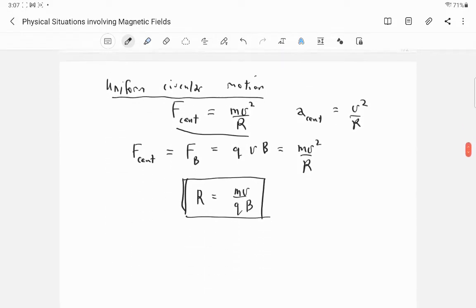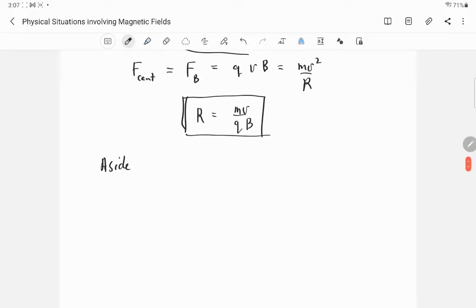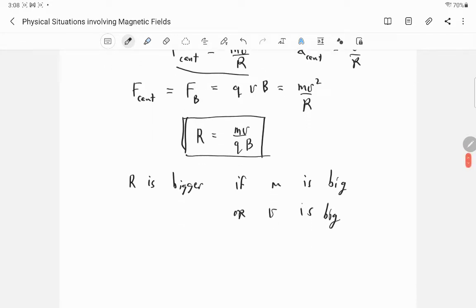All right. So an interesting aside is, what if... actually, I'm not going to do the aside. So here's the uniform circular motion result. Something that makes a lot of sense is R is bigger if M is big or V is big. Can you see that M and V are on the top? So if either of these values is bigger, then your radius of curvature is bigger.